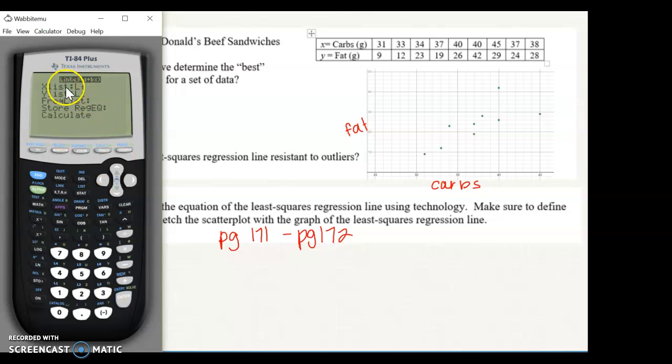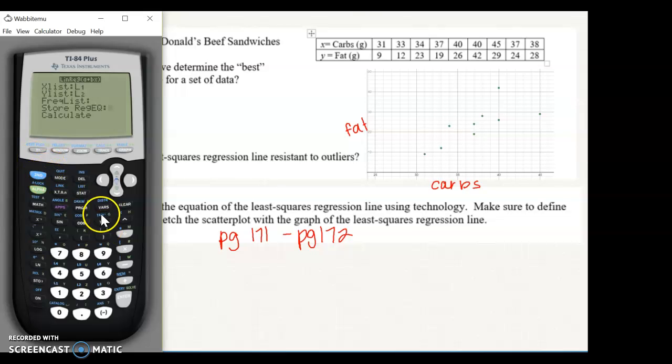Make sure your list 1 has your X's in it, your list 2 has your Y's in it. Leave the frequency list blank, and in store reg equation. So where do we want to store this linear regression equation? We want to store it in Y1 so then we can plot it later on.